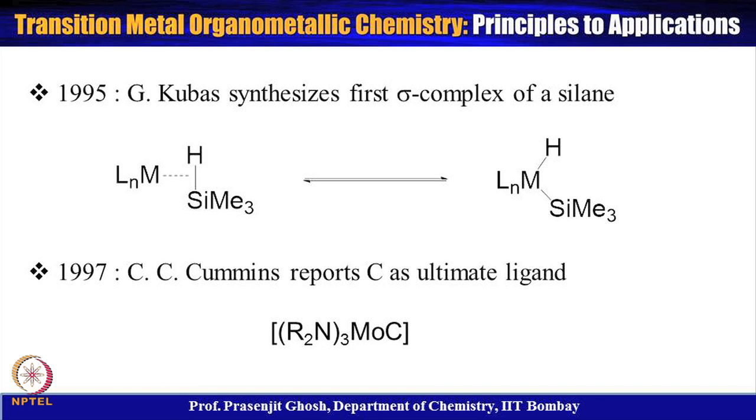In 1997, Keith Cummins reported carbon as the ultimate ligand, where carbon moiety was solely bonded to molybdenum. What we saw is that this discovery of organometallic compounds started with compounds which are very stable, easy to handle, and then gradually as the technique and behavior improved, it went on to become something which is very difficult and very sensitive ones, even they too were isolated over time.